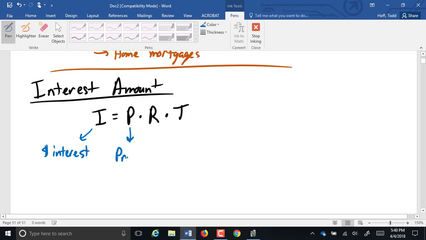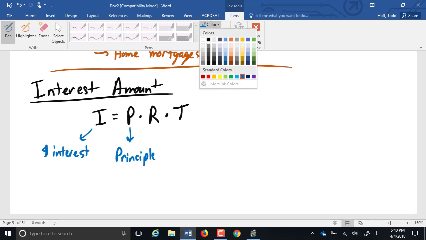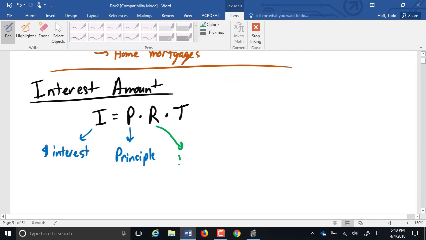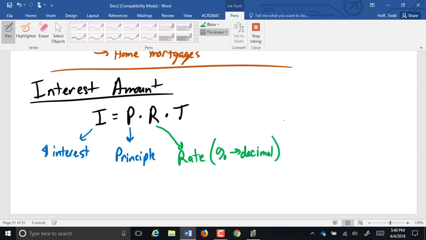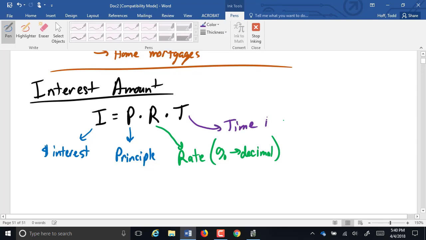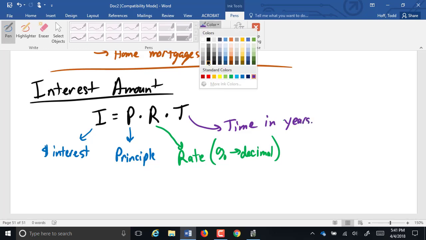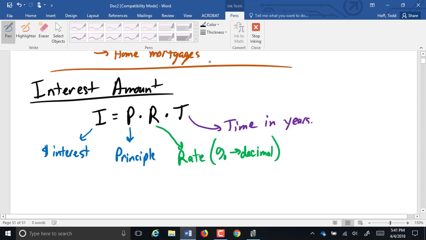P represents principal. That is the starting amount or the beginning balance at the beginning of the loan or the investment or the beginning of a period. R stands for rate. The rate, as we talked about 6 weeks ago, is your percent as a decimal. And time, T stands for time, and the time is always in years. So that calculates the amount of interest.